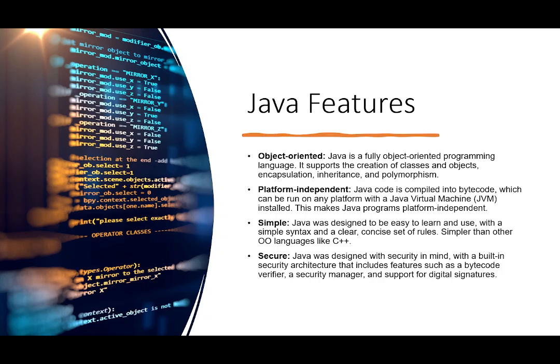It's platform independent. As we mentioned before, Java code is compiled into bytecode, which can be run on any platform with a Java virtual machine on it. It's very simple for being an object-oriented programming language. It's not very difficult to pick up. It's simpler than other object-oriented programming languages like C++. It's very secure. It was designed with security in mind. It has lots of different features that allow for secure architecture.